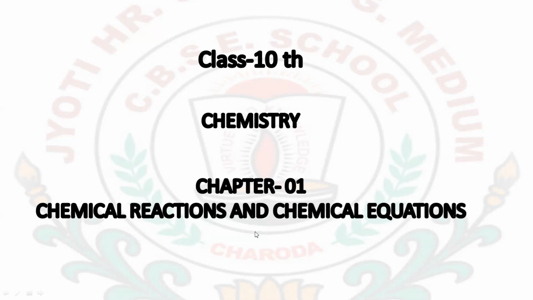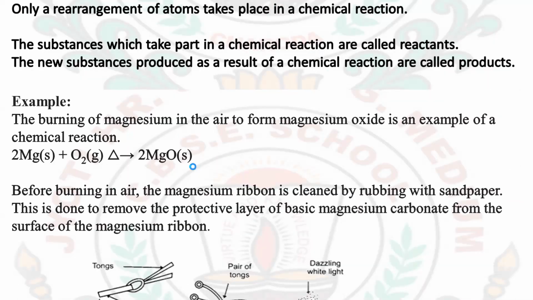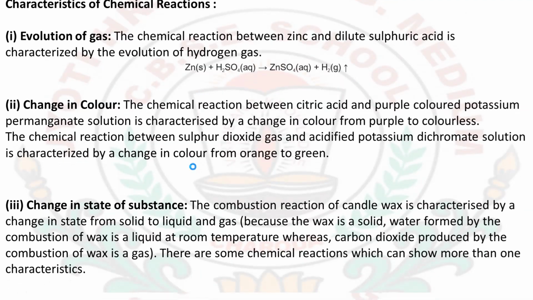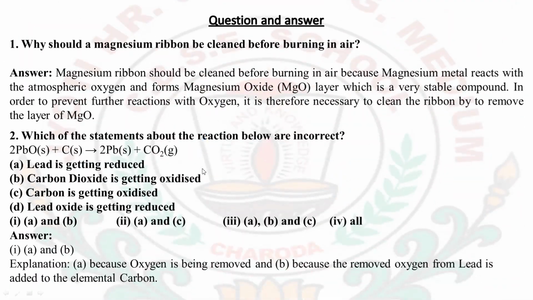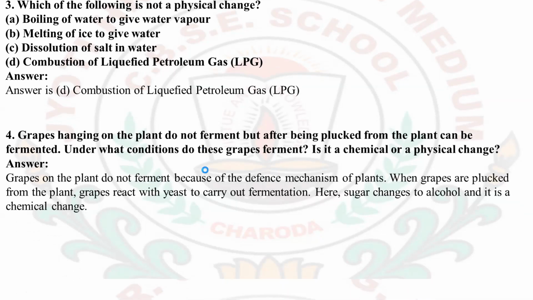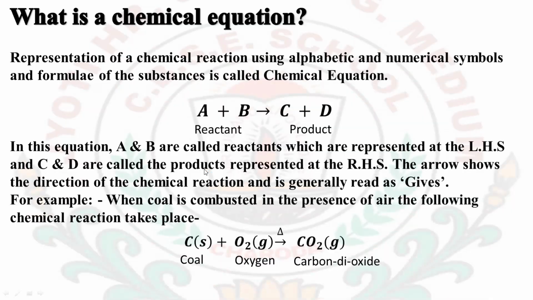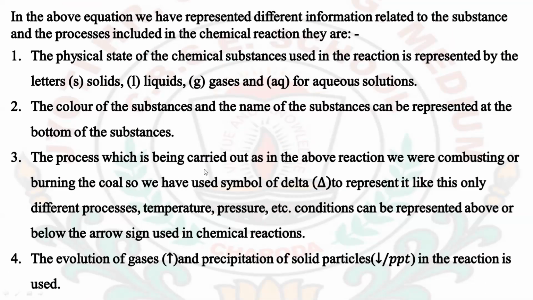Welcome students. So let's continue with our chemical reactions and chemical equations. I have taken two lectures for this chapter. In the first lecture we discussed chemical reactions. Then in the next we discussed chemical equations and what different information is to be provided in a chemical equation. So let's revise once more what different information we have provided there.